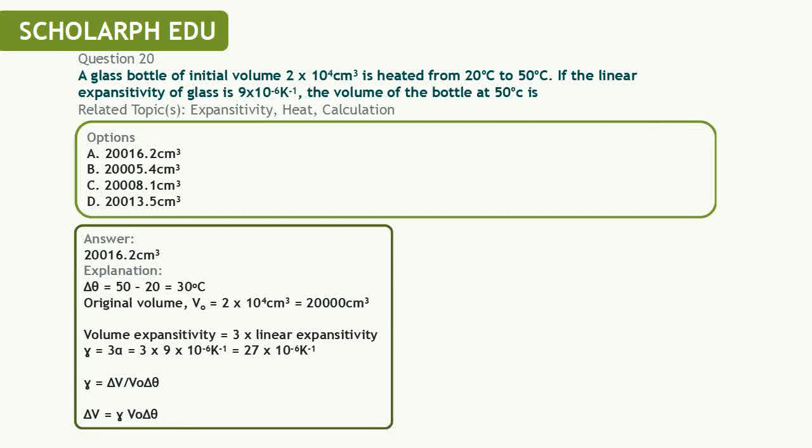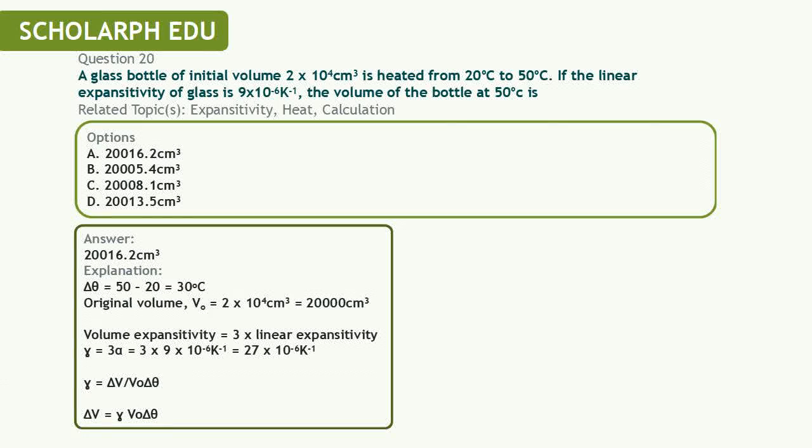Alright, so the bottle was heated from 20 degrees Celsius to 50 degrees Celsius. The change in the temperature of that bottle is going to be 50 minus this, that is the new temperature minus the old temperature. So you have 50 minus 20, and that is 30 degrees Celsius. The original volume of the bottle is 2 times 10 raised to power 4. Okay, 10 raised to power 4 is 10,000. That's 10 times 10 times 10 times 10. 2 times 10,000, we have 20,000 cm cube.